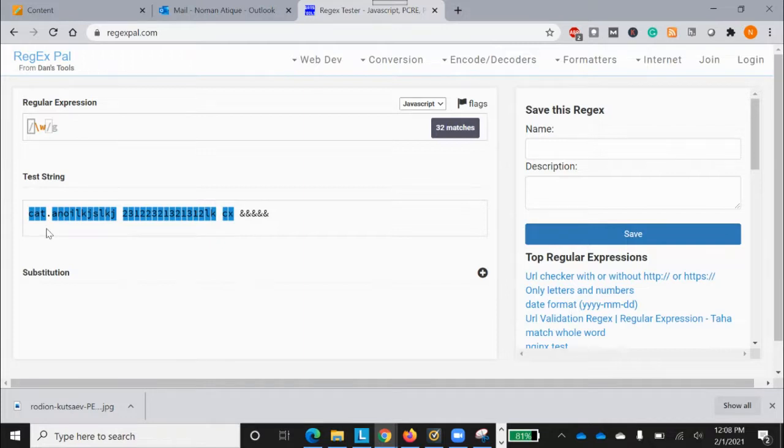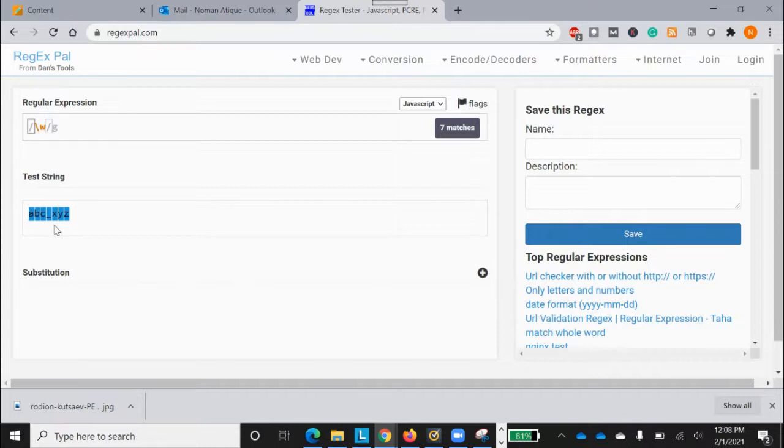Backslash w is basically a replacement for A to Z, 0 to 9, whatever. So if you write anything other than special characters, it will be considered a word. Yes, ABC underscore XYZ, so it also includes underscore. Underscore usually comes as a word because it combines two words together. Right, Khushwan? Thank you. So Sufyan got the point. It searches everything except the special characters.